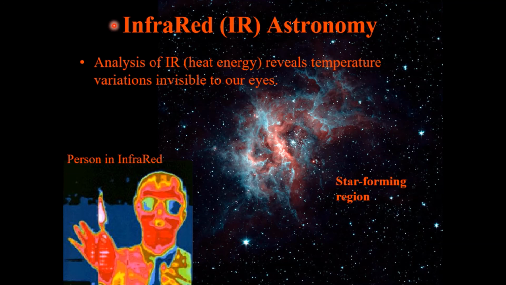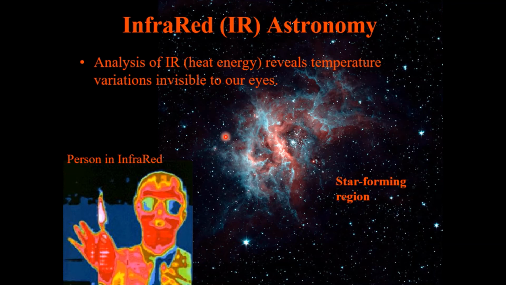So infrared astronomy, remember infrared is heat energy that reveals temperature variations that are invisible to our eyes. So if we were able to look at a person holding a match in infrared, they might look something like this. So with infrared vision, we could see in the dark. We could see warm objects glowing by the heat that they give off. And of course, our eyes aren't sensitive to infrared, but it's easy to make infrared cameras that are sensitive to infrared.